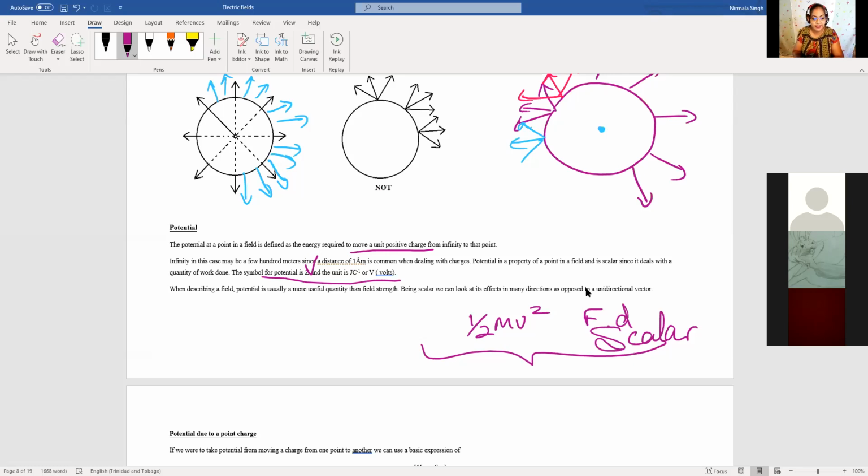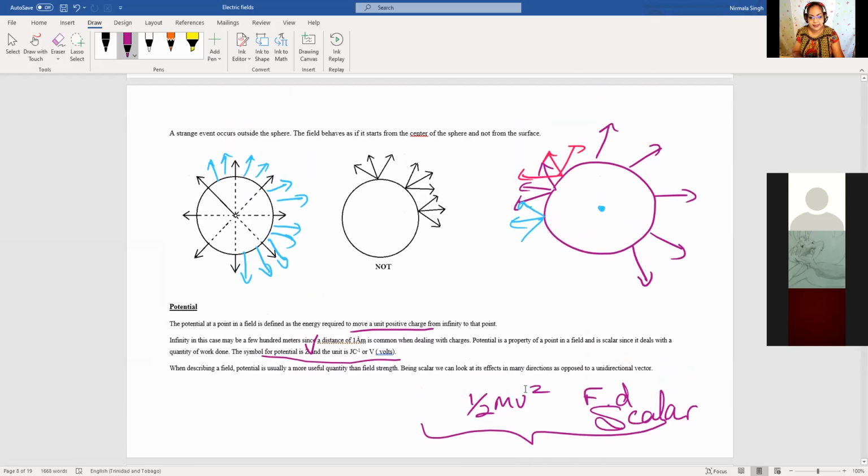When describing a field, potential is usually more useful than field strength. Being scalar, we can look at its effects in many directions as opposed to a unidirectional vector. So we don't really look at electrical field strength so much because it doesn't tell us much.